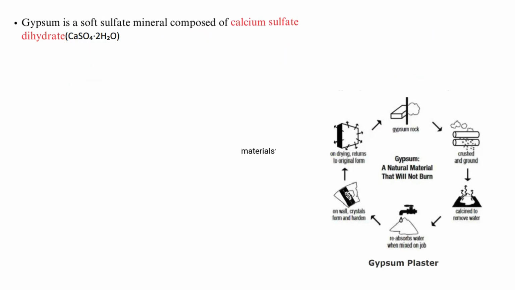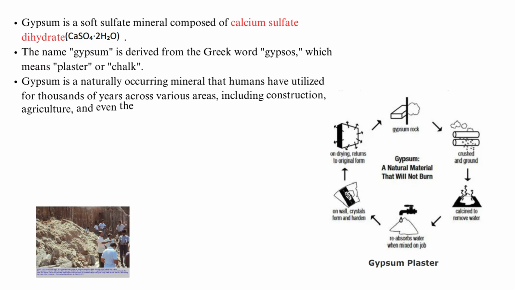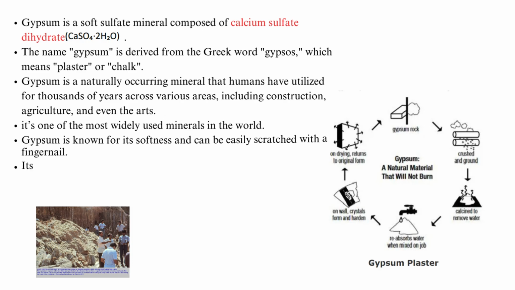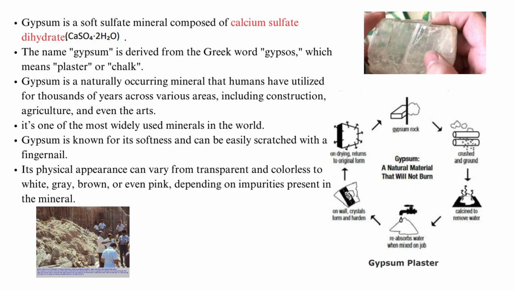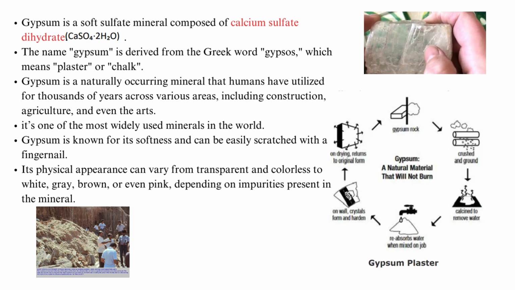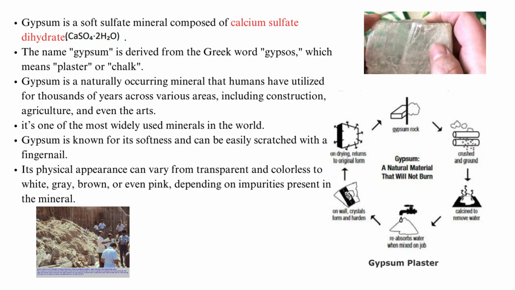Let's start. Gypsum is a soft sulfate mineral composed of calcium sulfate dihydrate. The name gypsum is derived from the Greek word gypsos, which means plaster or chalk. Gypsum is a naturally occurring mineral that humans have utilized for thousands of years across various areas, including construction, agriculture, and even the arts. It's one of the most widely used minerals in the world.